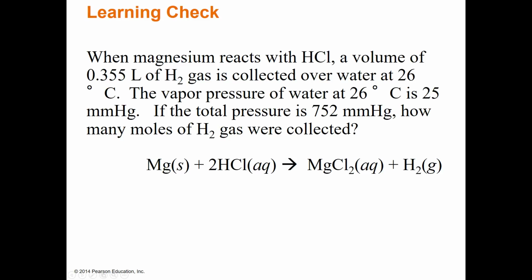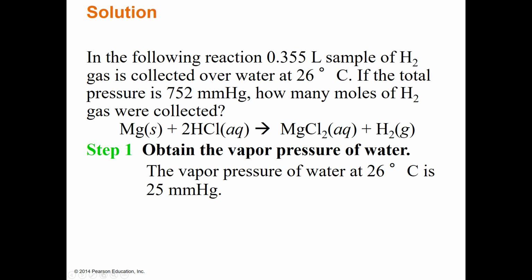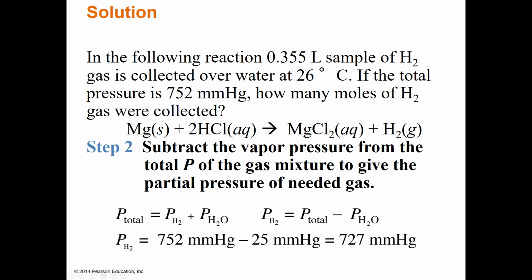And now we have the pressure that we need, we have the volume, we have the temperature, and we can start using the PV equals nRT equation. And plugging it into the PV equals nRT equation, we're going to get 1.38 times 10 to the negative second moles of hydrogen. Does that make sense?